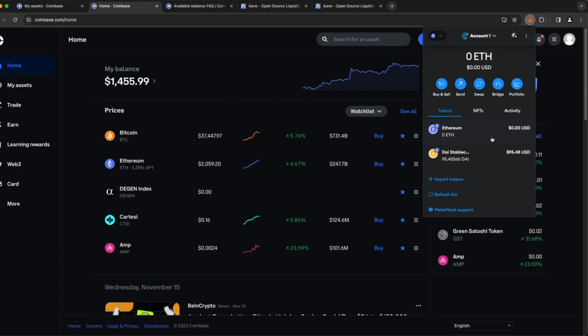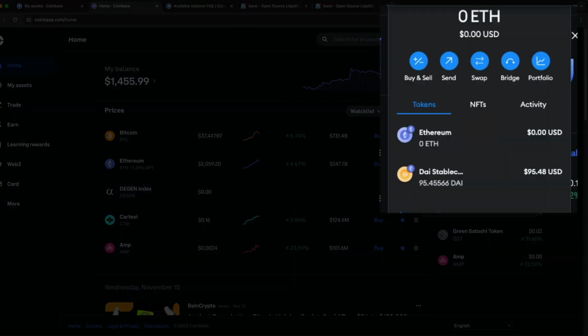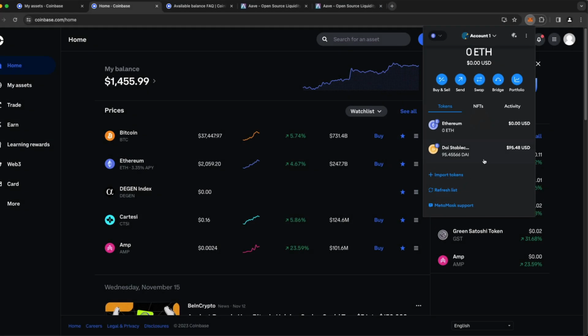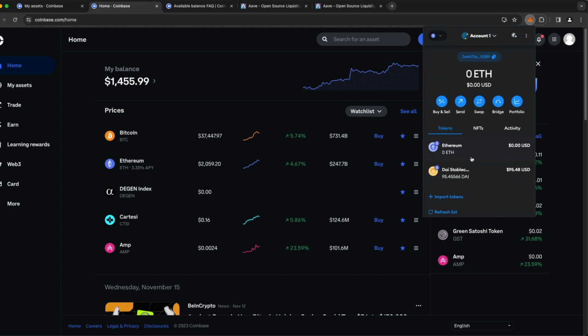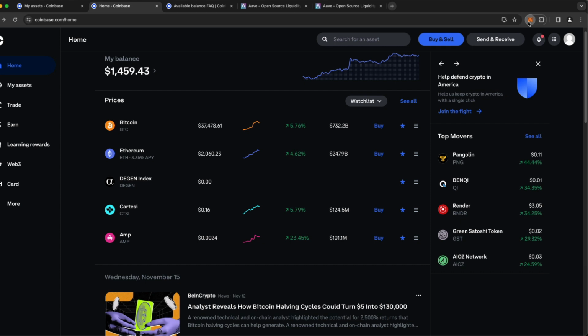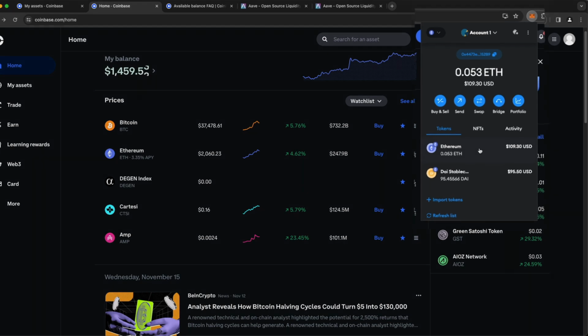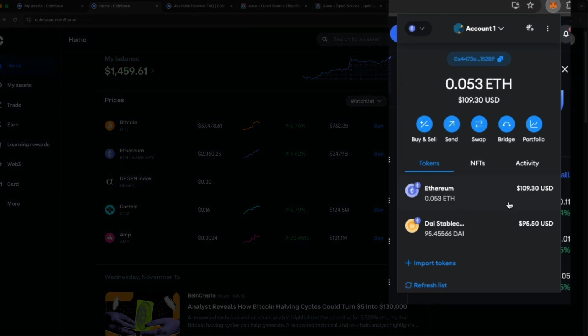Now it says I still have $0. Again, we're waiting on that 10-minute transaction. I'm going to go ahead and refresh the list. I don't see anything happening here. What we can do is fast forward this video once that transaction is done. All right, so it looks like that was pretty quick. It actually took about 2 minutes for me. So here it is now in our account.